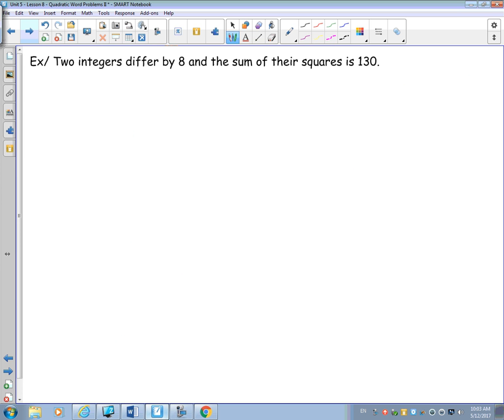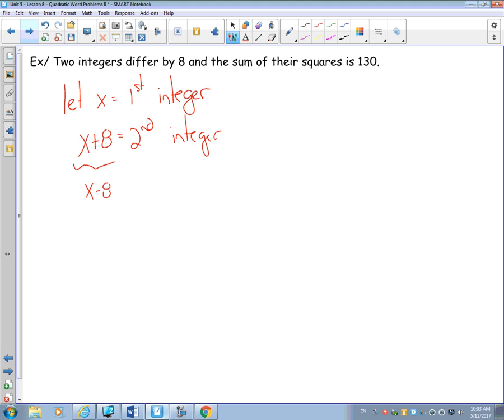I'll try the next one. Two integers differ by 8, and the sum of their squares is 130. So nothing about consecutive this time, nothing about even or odd. We just know they differ by 8. So x equals the first one. Well, the next one has to be 8 different than that. So one of the choices I could have is x plus 8. That could be my second integer. Or you could have made this x minus 8. That will also work. It'll get you the exact same answer. It's your choice which one you want to do.